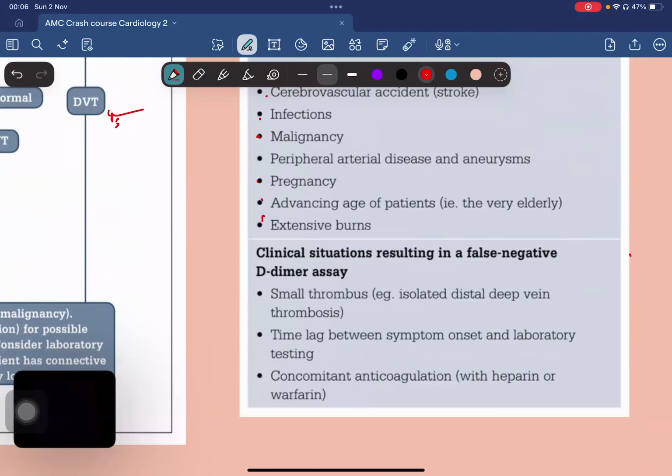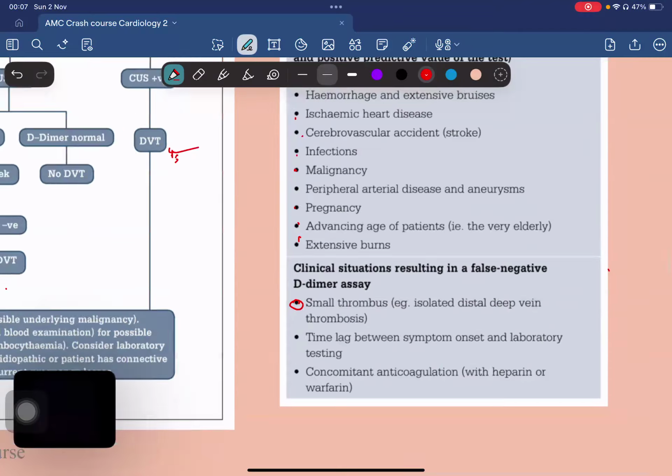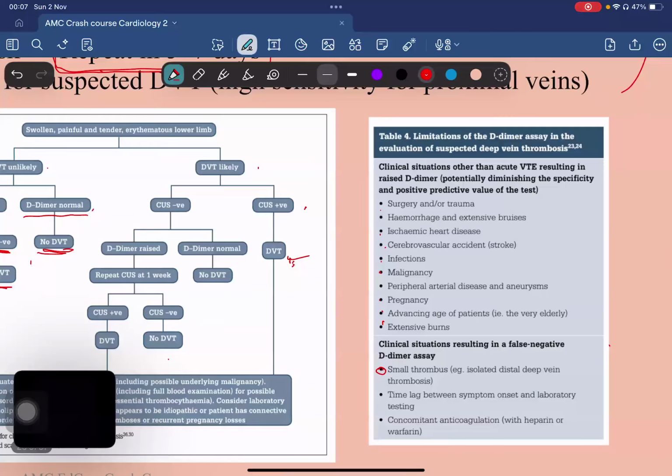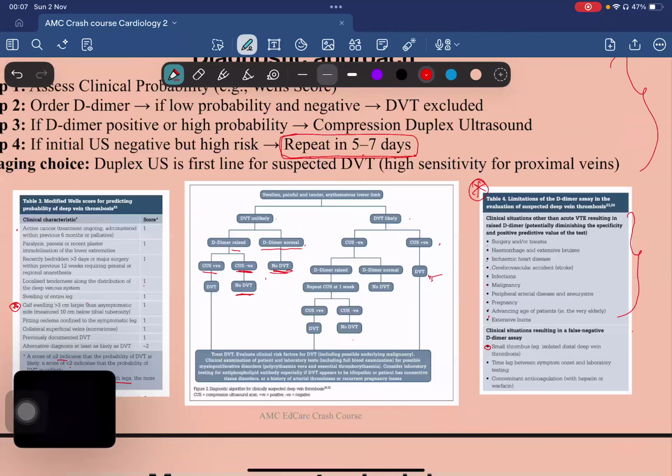With that being said, the article also had clinical situations resulting in a false negative D-dimer. In situations like that, we should also be cautious. They are small thrombus, a time lag between symptom onset and laboratory testing, if there was a big time gap, and concomitant anticoagulation use, like heparin or warfarin. I'm not very sure if this table is important, but I feel like this part should come in handy. So just remember these.